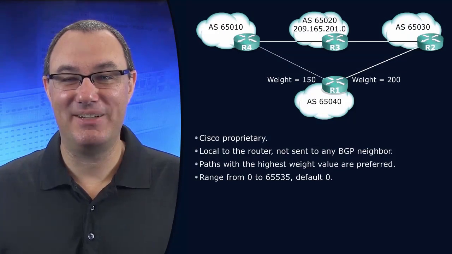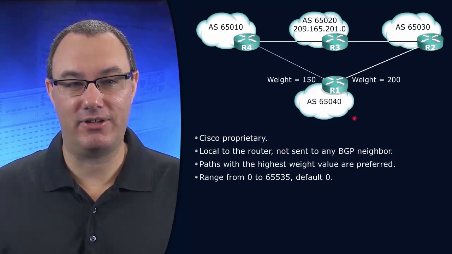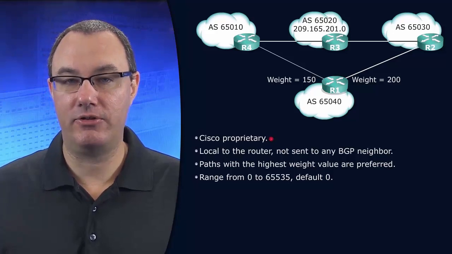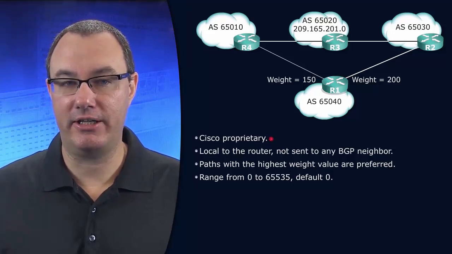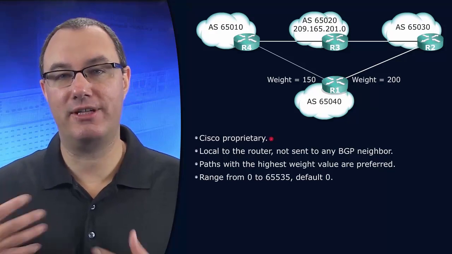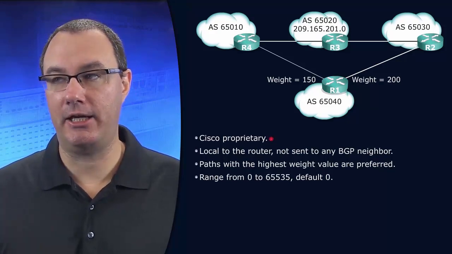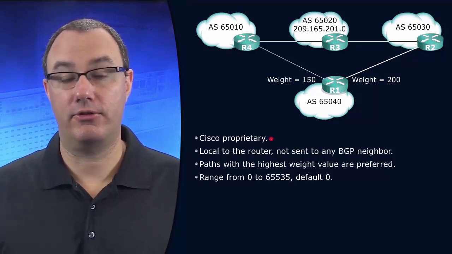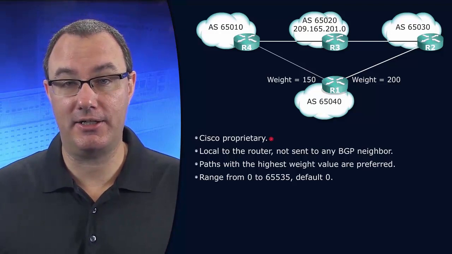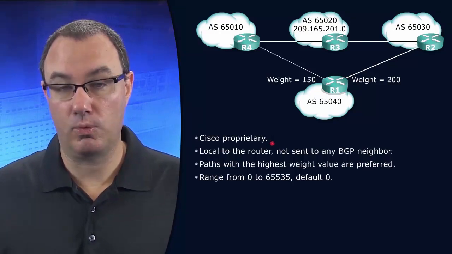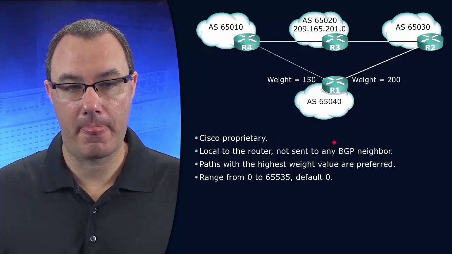In BGP, weight is a Cisco proprietary attribute. That means that it is probably not going to be shared, because most things that are proprietary in BGP are not going to have wide-reaching effects. So this attribute is not communicated in the BGP updates. It is local to the router, reaffirming what I was just saying.